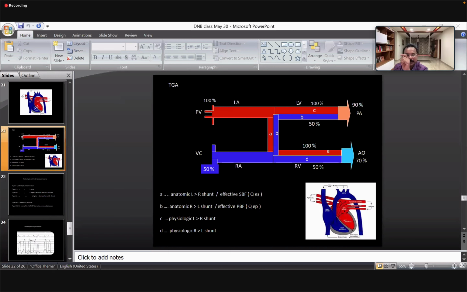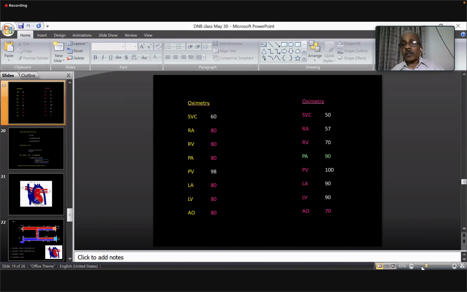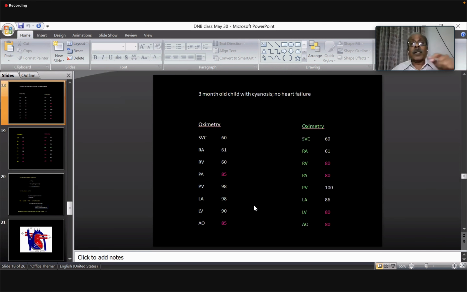Sir, could you show your saturation slide again? The previous one? No, the first one, the saturation. You have shown the saturation. I think 3 or 4 slides ago, the 20th slide. This one? This one. Yeah. Oximetry, I will take the previous one. I'm just putting this up, I think you can see.